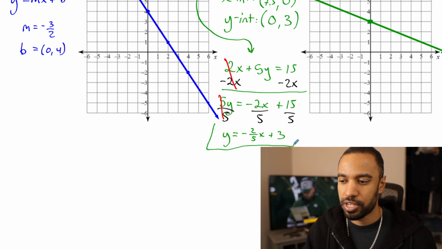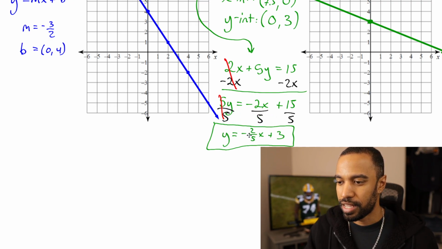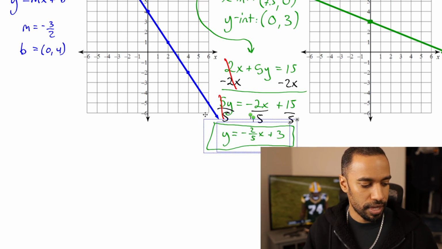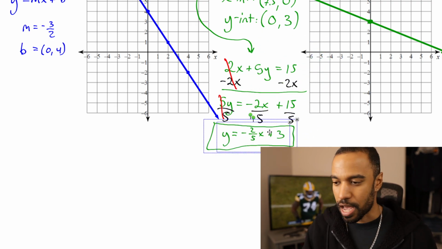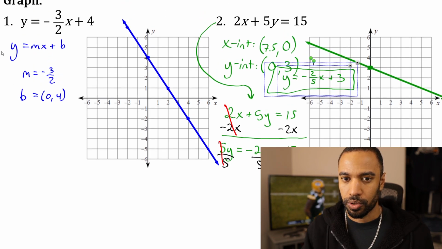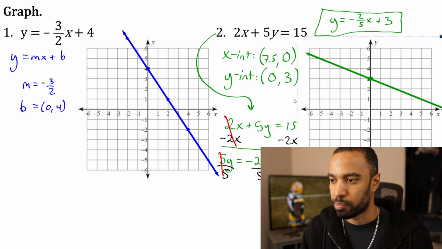This equation appears different than my original standard form equation, no doubt. But there is no actual difference between these two things. I'm going to go ahead and bring it up to the top here. Give me a second. Let me scroll this guy up. And here is that equation, y equals negative 2/5 x plus 3.